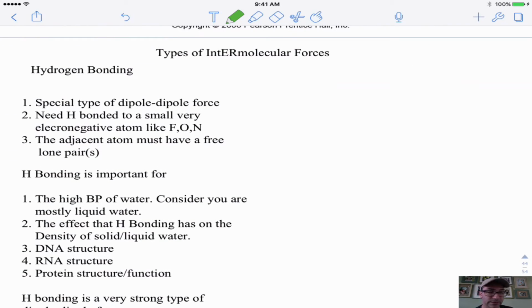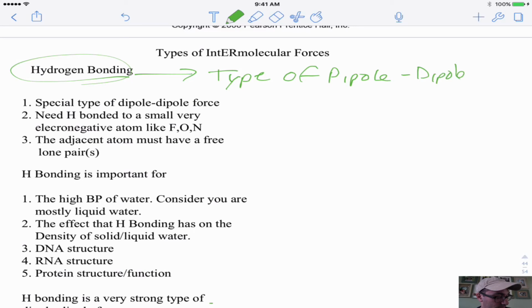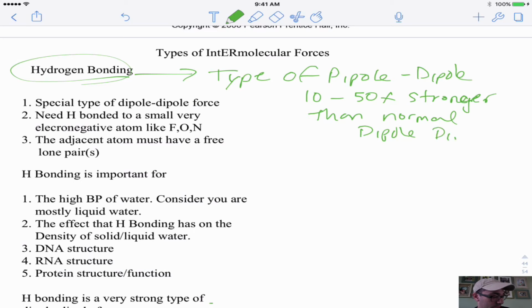Now, the next type of intermolecular force for chemists is so annoying because the biologists got in here and named it something called hydrogen bonding. Hydrogen bonding, all that it is, is just a type of dipole-dipole. On average, this type of dipole-dipole tends to be about 10 to 50 times stronger than a normal dipole. And they call it hydrogen bonding because it always involves hydrogen. This is, again, a special type of dipole-dipole force.